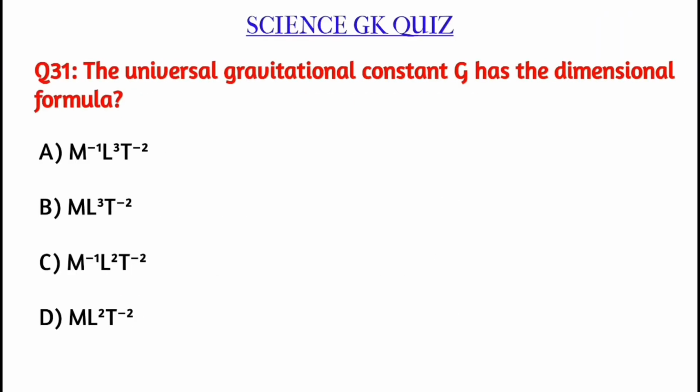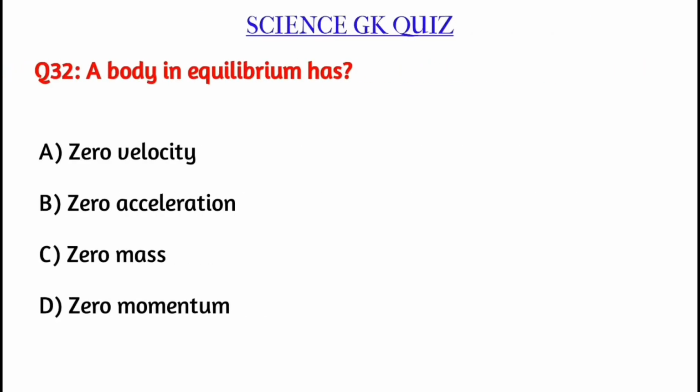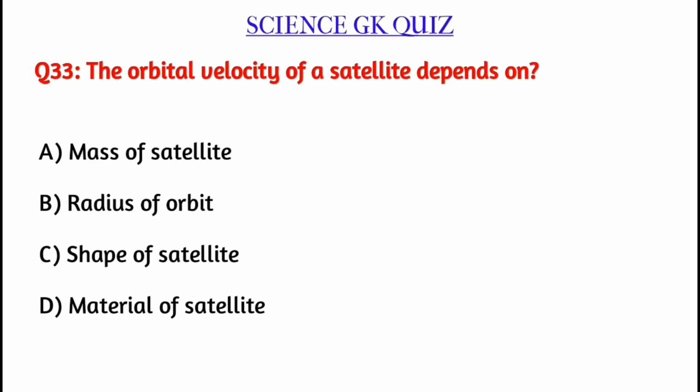Question number 31. The universal gravitational constant G has the dimensional formula... Answer A, M to the power minus 1 L to the power 3 T to the power minus 2. Question number 32. A body in equilibrium has... answer B, 0 acceleration. Question number 33. The orbital velocity of a satellite depends on... answer B, radius of orbit.